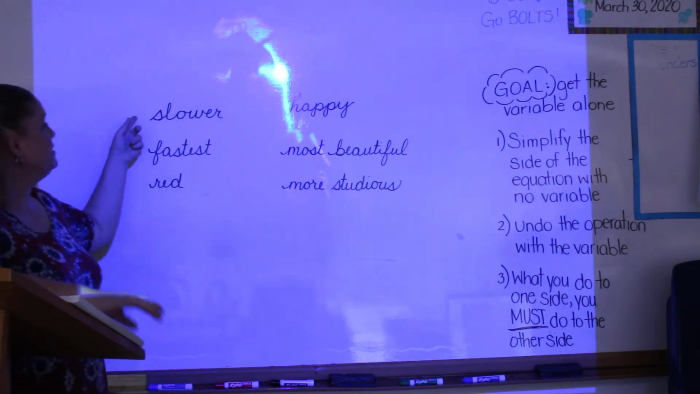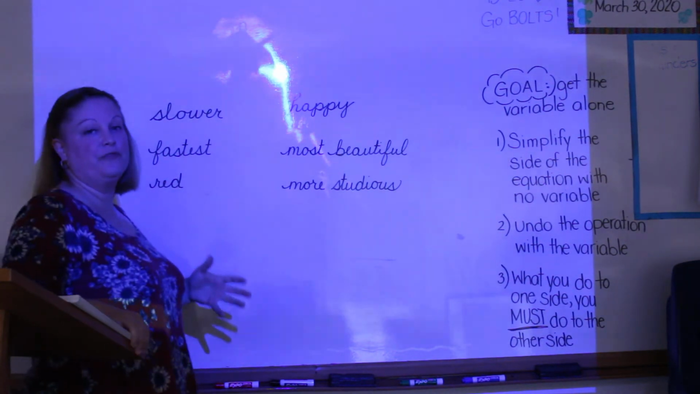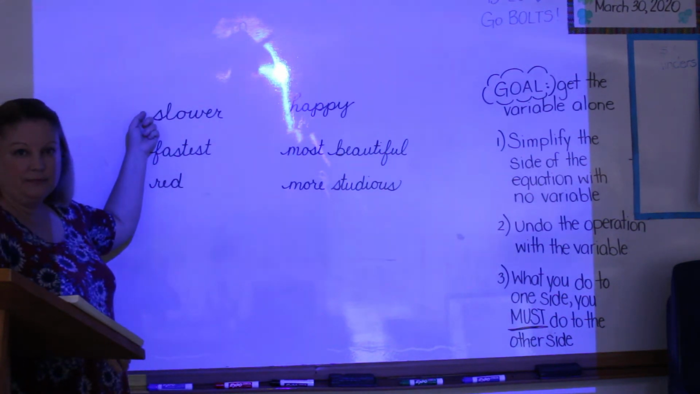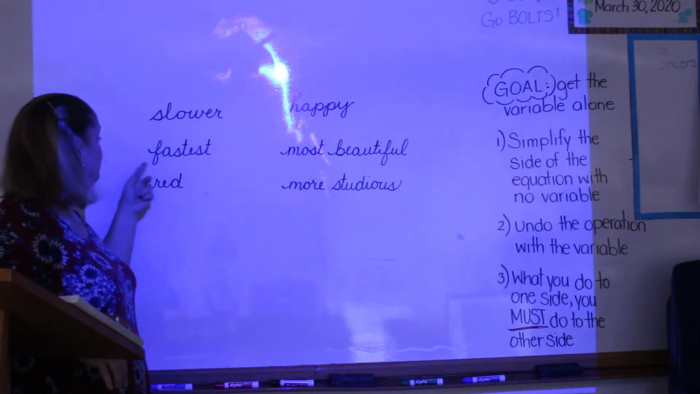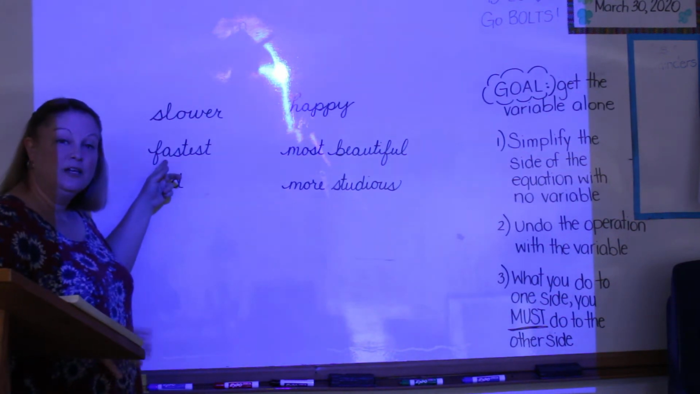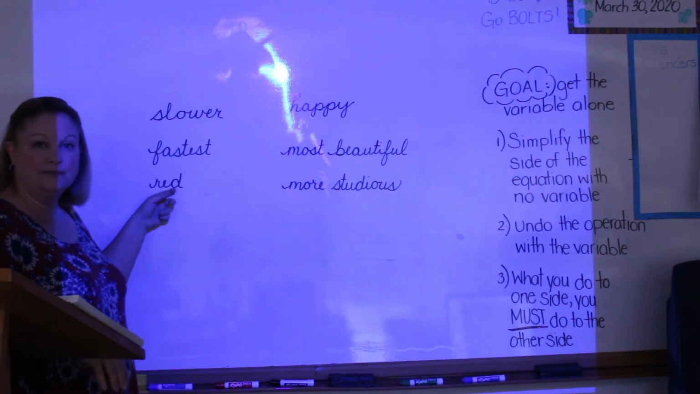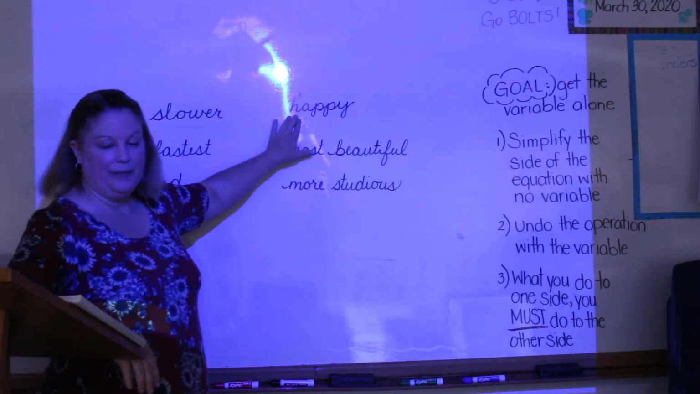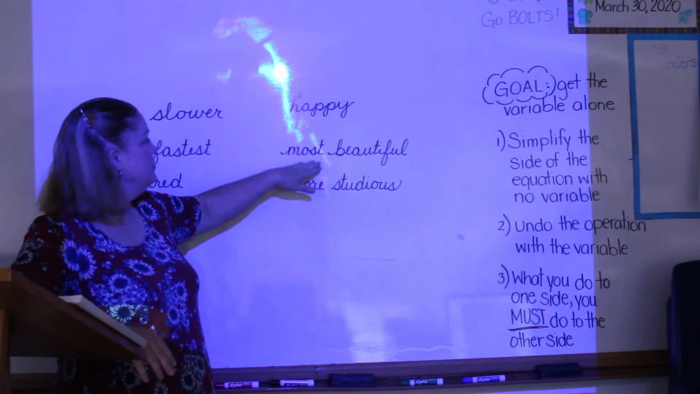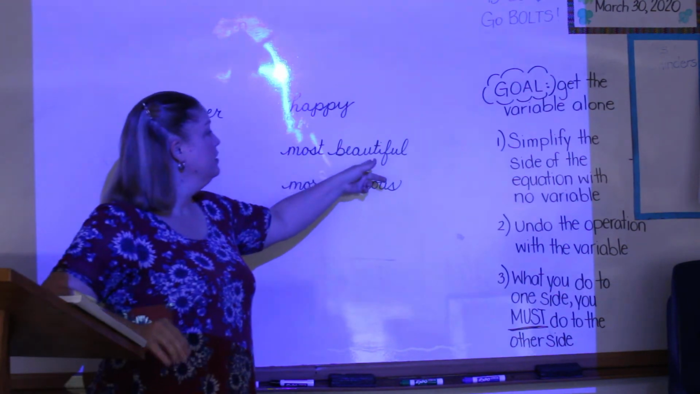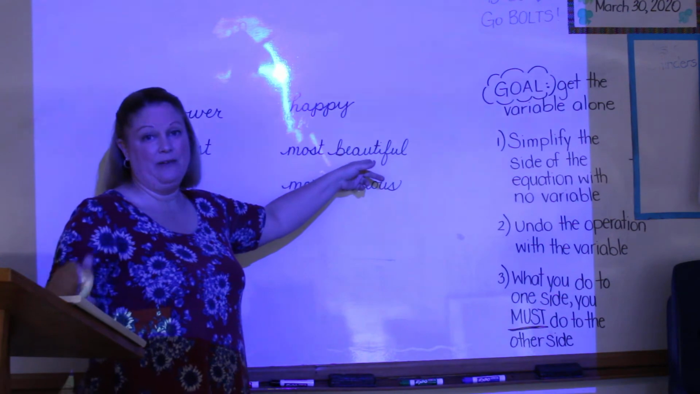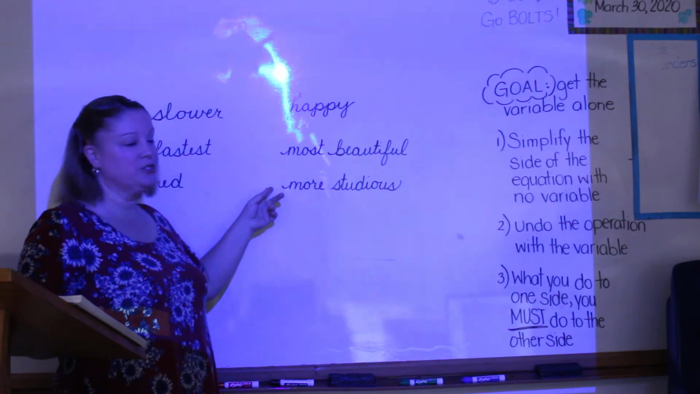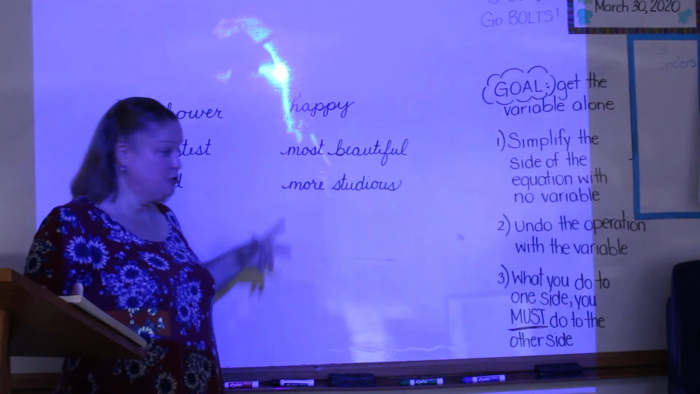So going over each of these, let's see if you can identify which of those is being used. Slower. You should remember that that is comparative. Fastest, superlative, and red. It's just positive. It's just talking about something being red. How about happy? Again, positive. Most beautiful. We've got a 3-syllable word that will never have an ER or an EST after it. Most beautiful is the superlative, and then more studious, comparative. So you should have those.